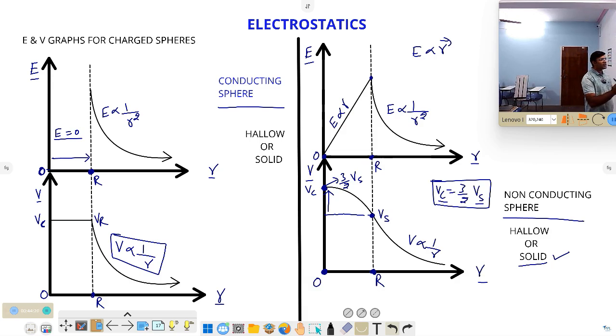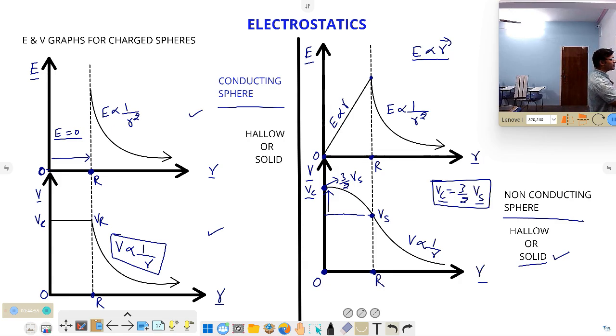This graphical representation comparison is most important, and you need to understand it. In the case of a conducting hollow sphere and a non-conducting hollow sphere, the graph is this one for electric field versus distance and potential versus distance. But in the case of a non-conducting solid sphere, the electric field and potential graph is this, because the electric field is not 0 inside the non-conducting solid sphere, and the potential is also not 0 everywhere. So the potential is different at different points. The center will be more than the surface, how much? 3 by 2 times Vs, and here this is Vs.